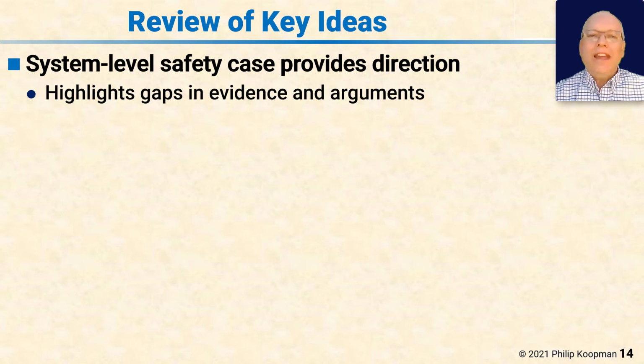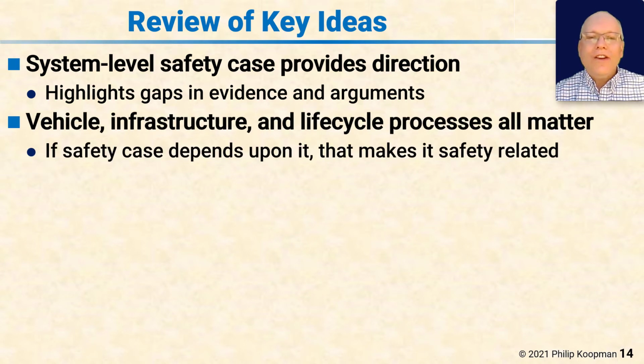Let's recap some key ideas. The system-level safety case is required by 4600 and it provides direction for safety. It highlights gaps in evidence and arguments so that when you think something is true, you actually have a concrete reason to believe that and you can point to it and say, yes, this is why it's true. The vehicle, infrastructure, and lifecycle processes all matter.